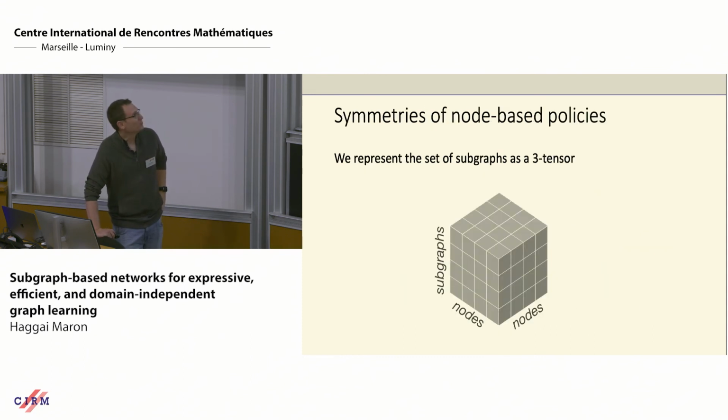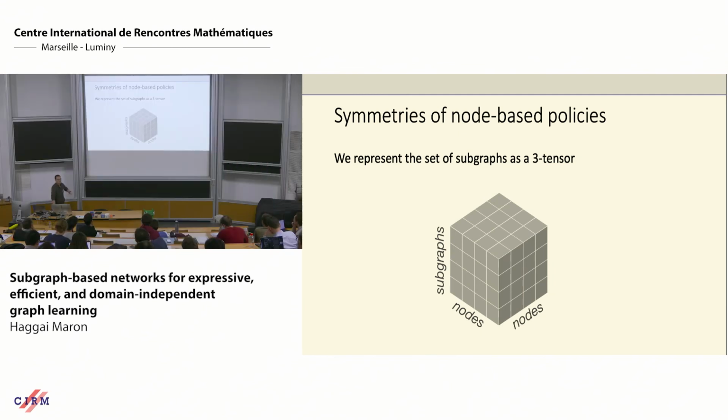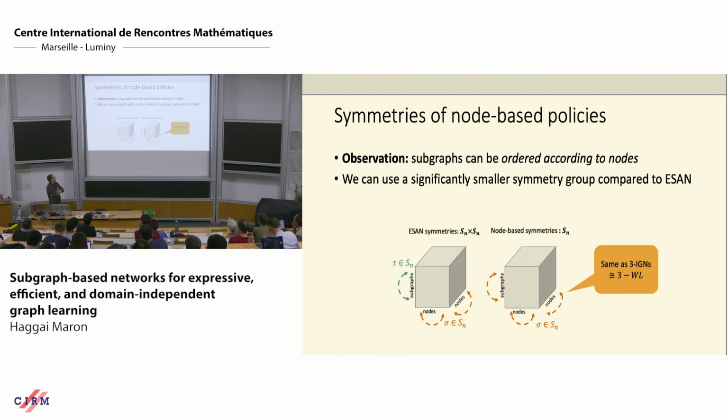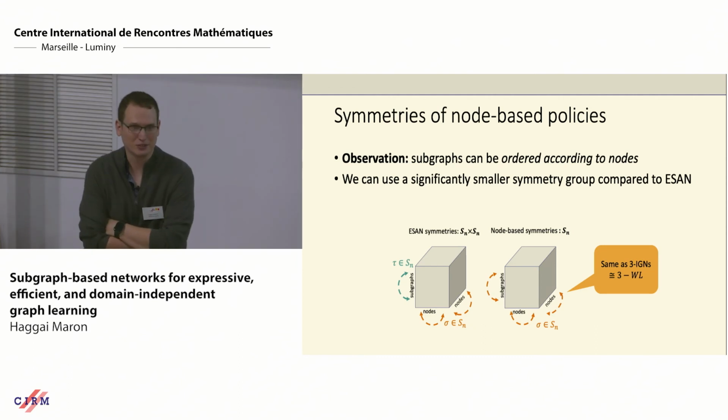So those node-based policies can be represented as a 3-tensor in the following way. We just stack those subgraphs in this cubed tensor. So we have 1 dimension for the subgraphs, and the other 2 dimensions represent the node interactions. So this is really a stack of those adjacency matrices. And one nice thing that we have in that case is that we can order those subgraphs according to the order of the nodes, right? This is something that we can definitely do.